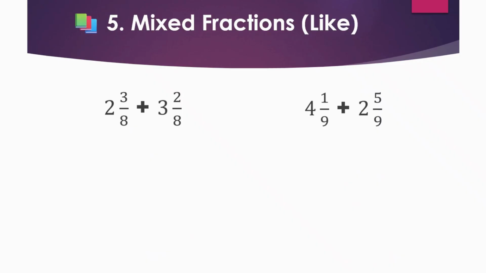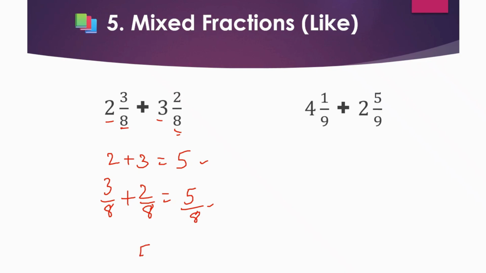Next, mixed fractions. Mixed fractions are a combination of a whole number as well as a fractional part. Again, in this we have different types. One is with like fractions and one is with unlike fractions. So to add them, we will add the whole numbers separately. 2 plus 3 is 5, and then we add the fractions. 3 by 8 plus 2 by 8. Since they are like fractions, we will simply add the numerators. 3 plus 2, 5. 5 by 8. Now by combining the whole numbers and fractions, we get 5 and 5 eighths.